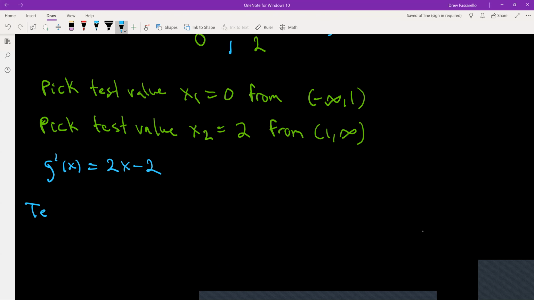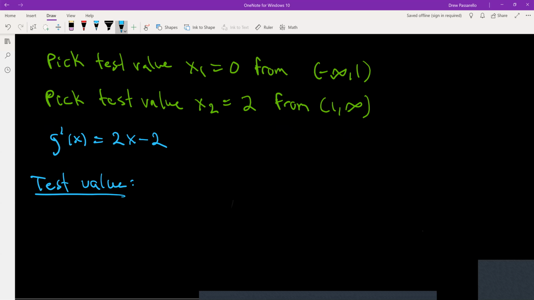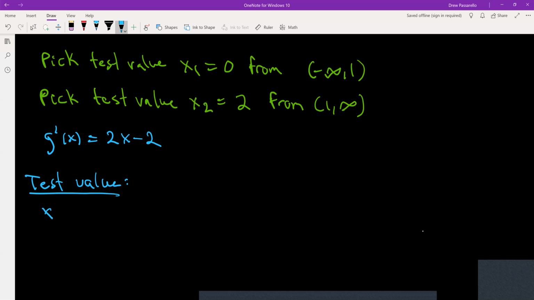Now I plug in each test value and record its sign. So if I plug in the first test value, which is 0, that's going to make g prime of 0 equal to 2 times 0 minus 2. All right, so that's 0 minus 2, so that's -2. We don't care what the actual value is, we just need to make note of the sign. So it's negative.